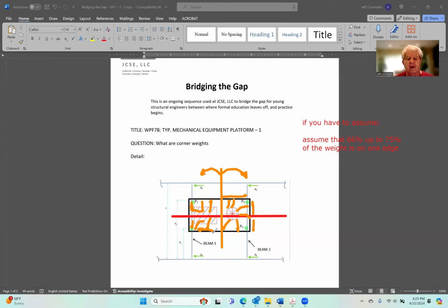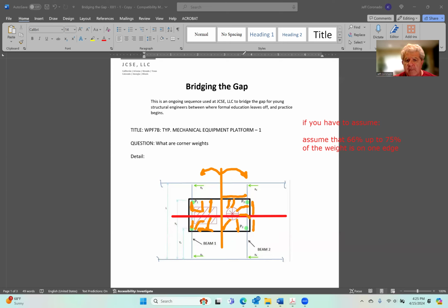Now, this is true unless that unit is a very large unit. But if that is the case, you would have more direction from the mechanical engineer. Okay, so let me clear the screen here.